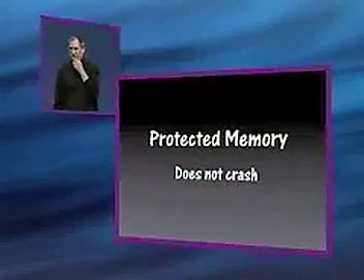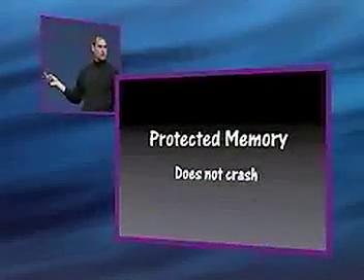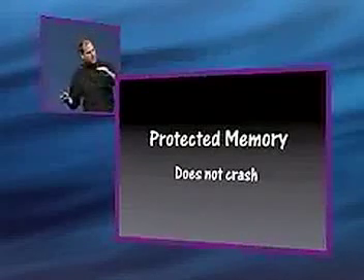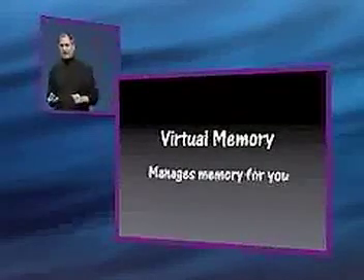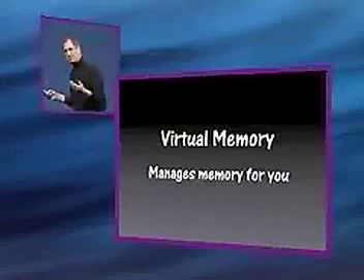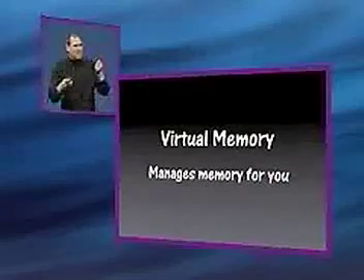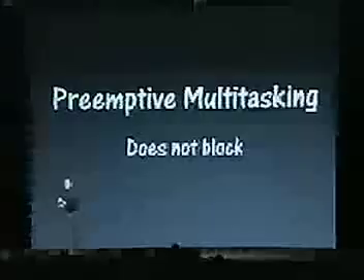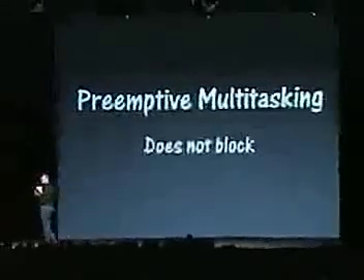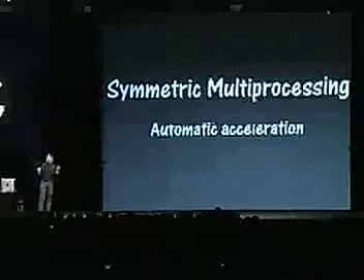Darwin's pretty amazing. Of course, it has protected memory so it doesn't crash, and our goal is to never have Darwin crash. It's got virtual memory, so it manages the memory for you. No more setting the amount of memory each app's going to get. It does it all for you. Preemptive multitasking, so if you're working on something, something else can't block you. Multi-threading, so again, you can juggle activities very easily. Symmetric multiprocessing, so when you throw in a second processor, things accelerate automatically.